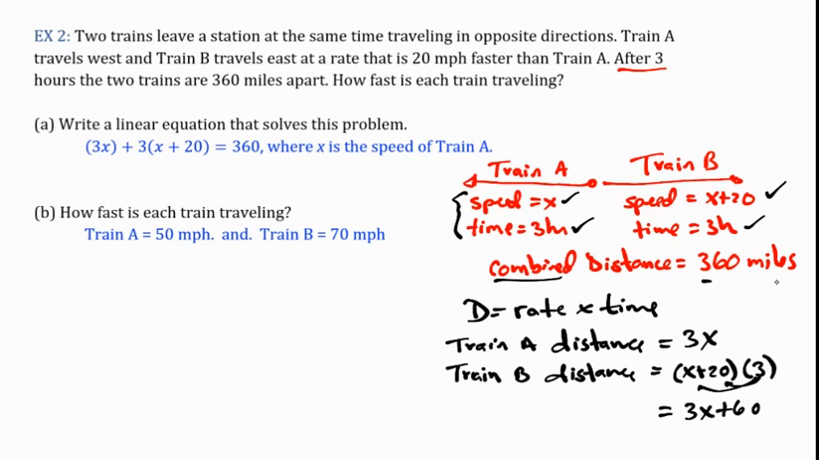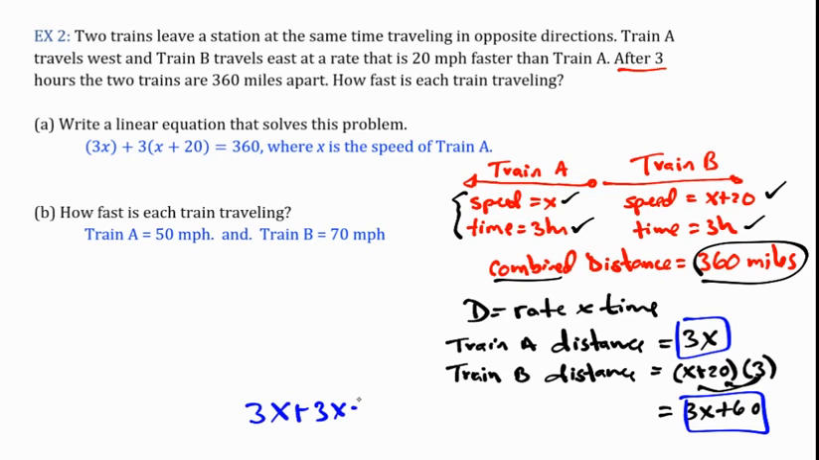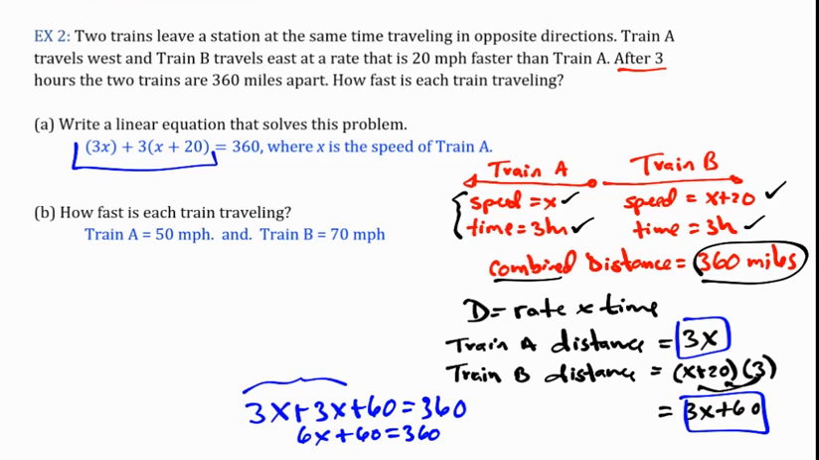The combined distance is 360 miles, so we should add 3x to 3x plus 60 and set it equal to 360 miles. So we have 3x plus 3x plus 60 equals 360 miles. So this equation will work, and we can combine the 3x's together. So that gives us 6x plus 60 equals 360 miles. And that's the equation that is up here. So this answer doesn't have it distributed. This answer has it distributed with like terms combined, but they are equivalent.